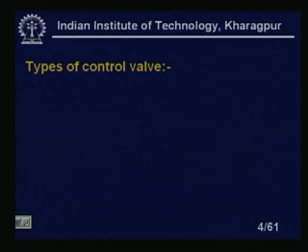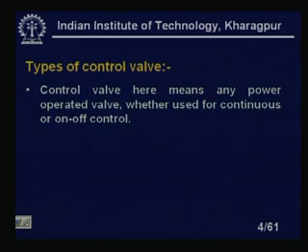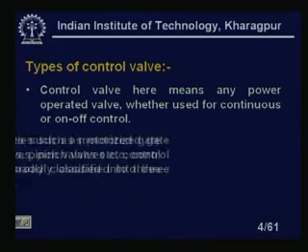Types of control valve. Let us look at the control valve. Here it means any power operated valve, whether used for continuous or on off control, right. We have control valves usually, but mostly we are talking of the pneumatic control valves, even though we are saying the control valve means any power operated valve, because I need pneumatic power to control. I need electric power in the case of a solenoid valve. The solenoid valves are usually on off type of valve, that we are not discussing. So, we are basically discussing the pneumatic control valves.